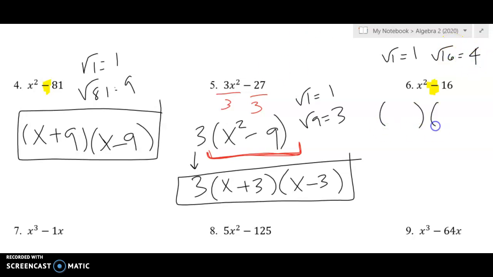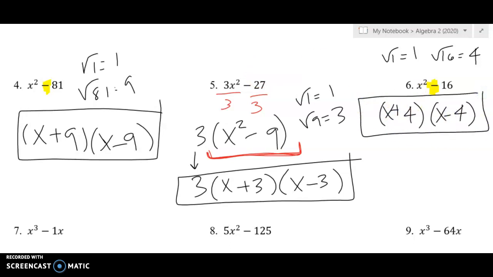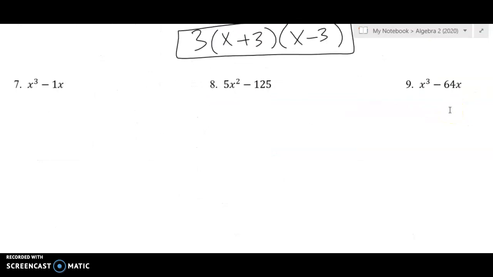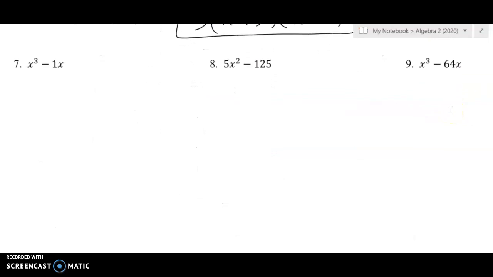So let's go ahead and separate this. X and x. The square root of 16 is 4, so put your 4s in there. One of them is positive, one of them is negative. And then that's it. Just a few more. X to the third minus 1x. All right, this is a binomial. I agree with that, and it does have a minus sign.